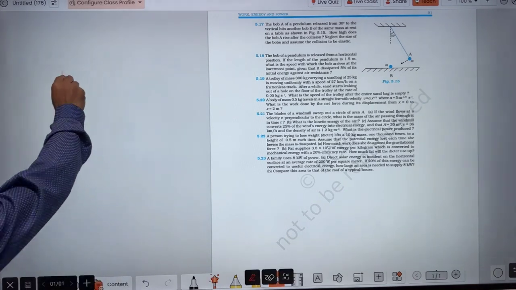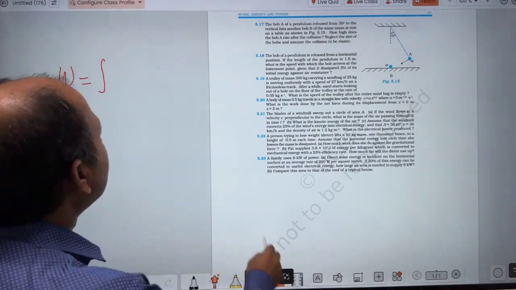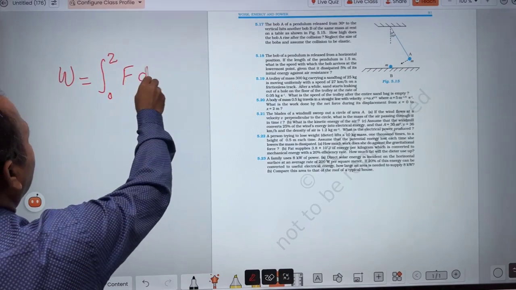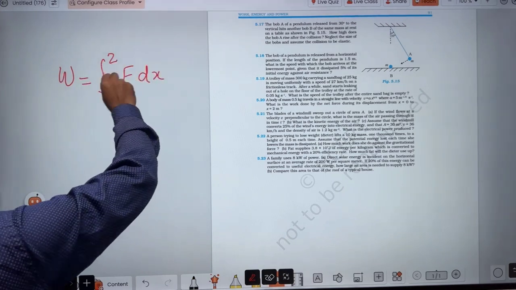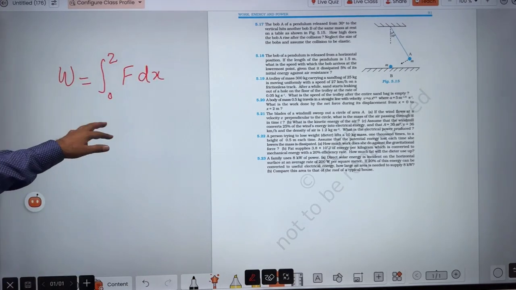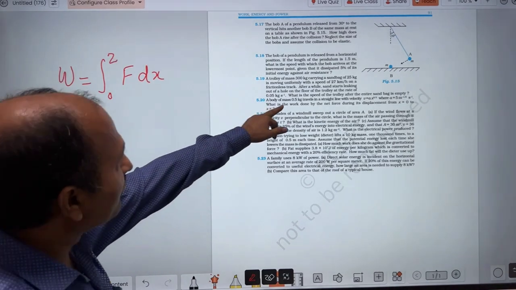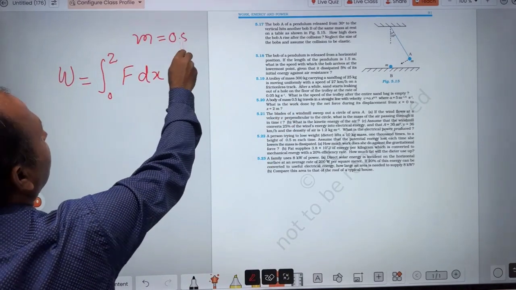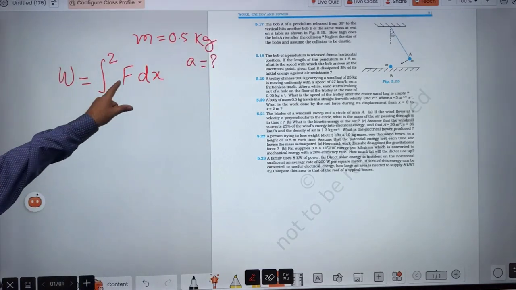You have to find out work done, and the limit is given from 0 to 2. You need the integral of f dx. If you remember, work done can be found by f dx integration. So here the concept of integration is to be applied. But before that, we need force. In our question, mass is given. Mass is 0.5 kg. Now we need acceleration, so that we can write F equal to ma.